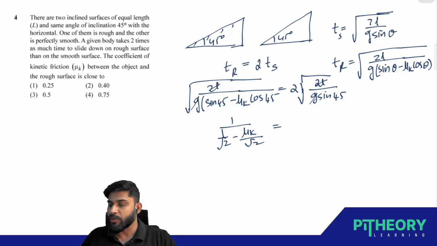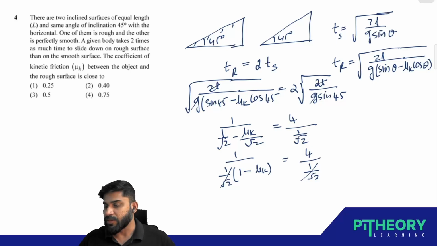This is equal to 2 squared, which is 4, divided by 1 by root 2. Now on the left hand side, take 1 by root 2 common outside. So you get 1 minus mu k, with 1 by root 2 taken outside, equal to 4 by 1 by root 2. What you can do is cancel this 1 by root 2 and this 1 by root 2, obviously.